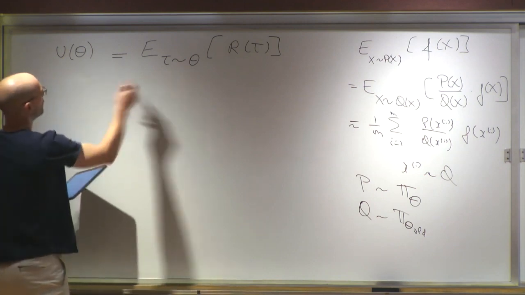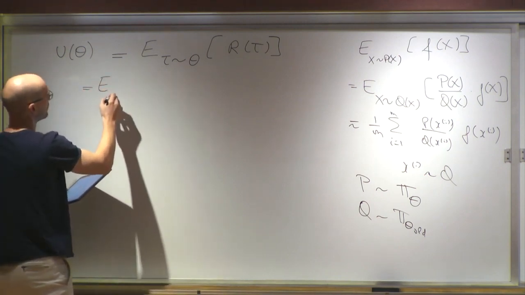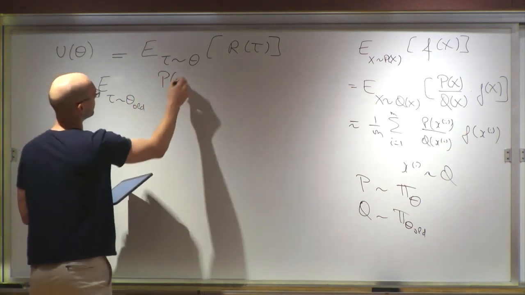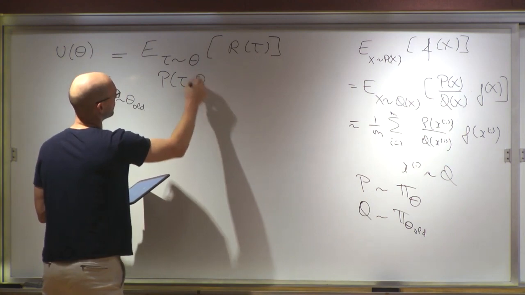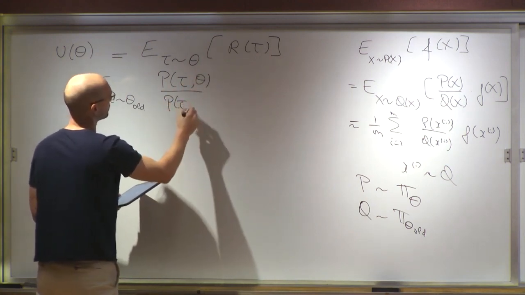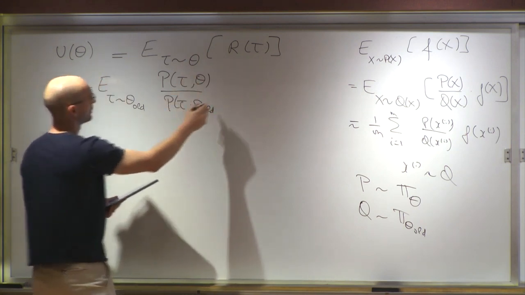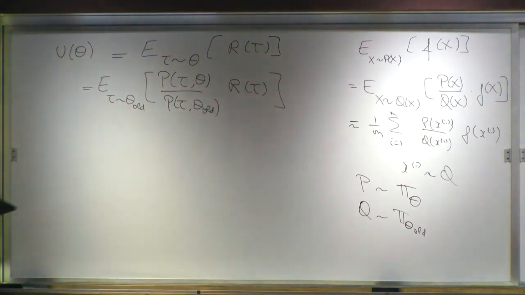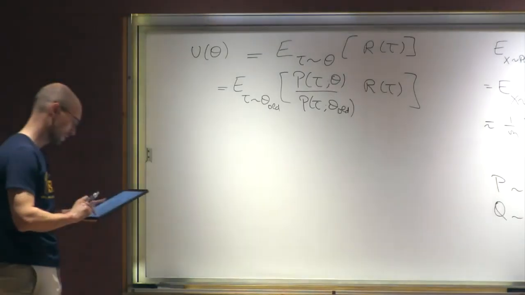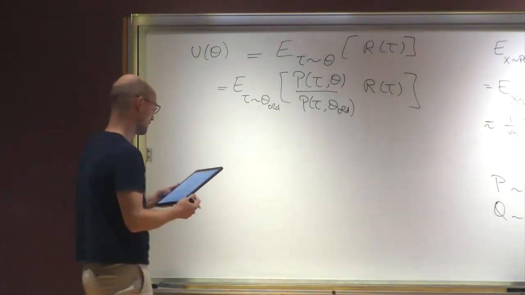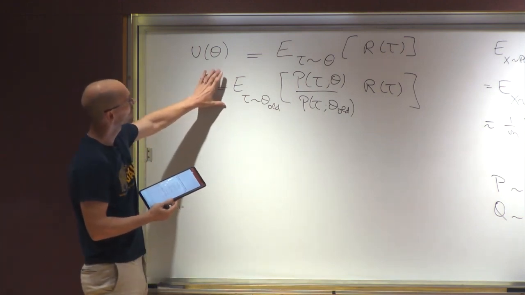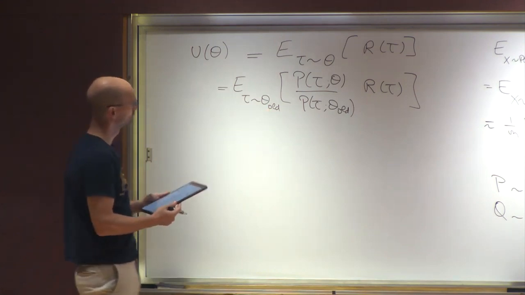So this is equal to the expected value, where tau comes from theta old, of P(tau with respect to theta) over P(tau with respect to theta old). We have to compensate. Then R of the trajectory. So I haven't written P and Q here; I've written P theta and P theta old. All right, now this is the exact same objective as we had before, just written differently, and we introduced this ratio.